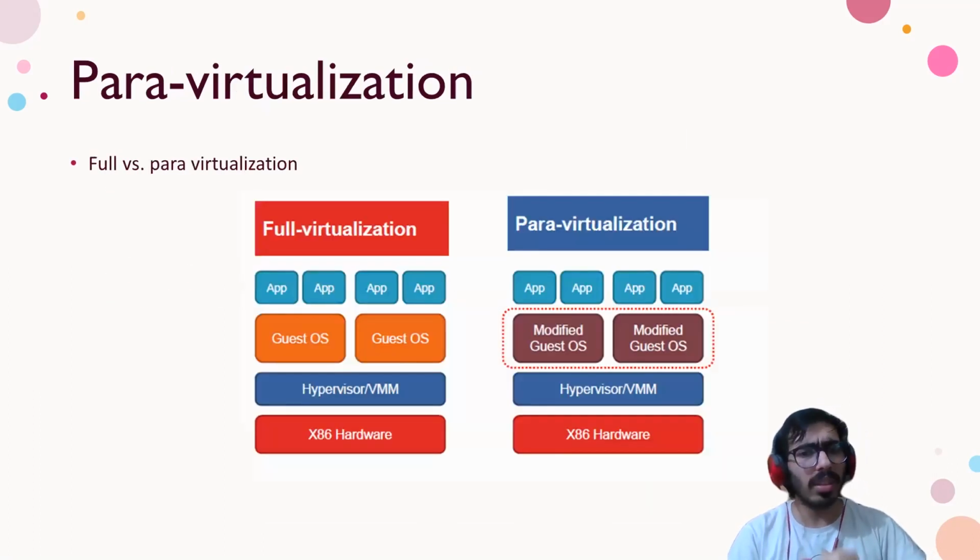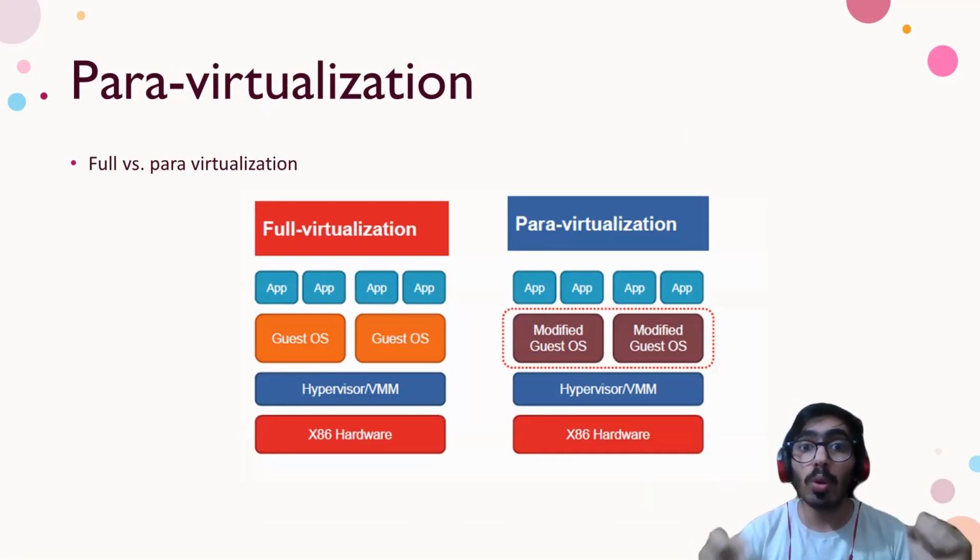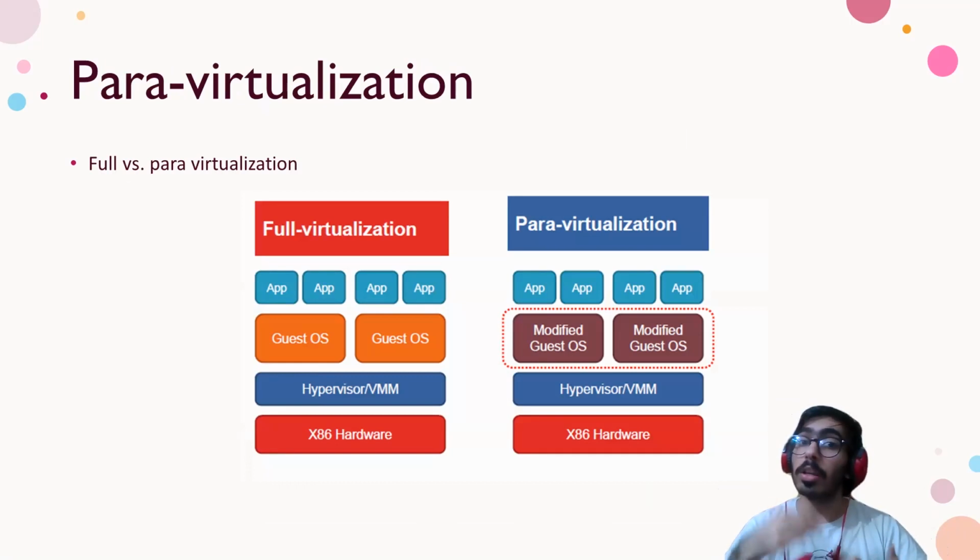So after this came the modern technique of para-virtualization, where instead of the normal OS, the guest OS was actually modified. So now you have your host operating system, on top of that the guest operating system, but the code of the guest operating system is modified to make it run faster, to increase performance, and to make sure all those privileged instructions run as fast as possible.